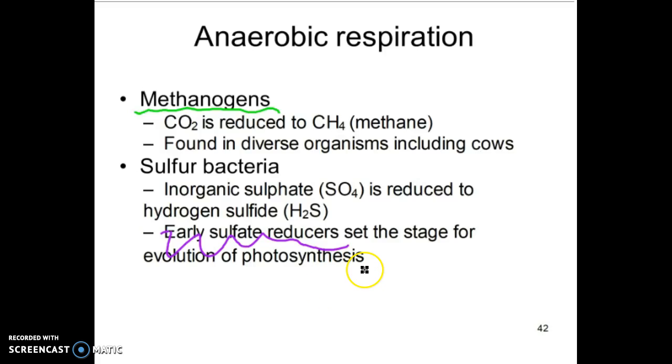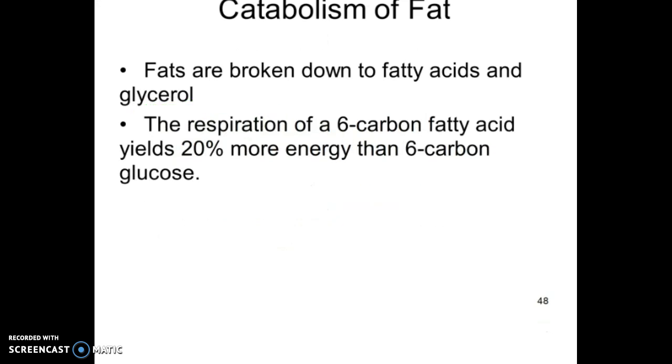At deep ocean vents, we have bacteria that can live off of sulfur-rich material coming from those vents. And then the metabolism of fat. Remember, fats provide more energy than carbohydrates do. Fats are broken down to fatty acids and glycerol, and this yields 20% more energy than glucose. So when we eat fats, we actually do get more energy from that. It's broken down a little bit differently.